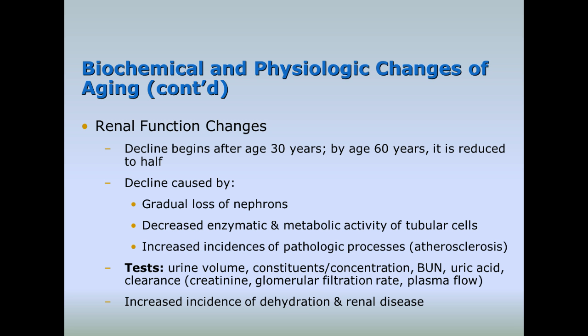Some of the tests that we do, a little review, we talked about this a couple weeks ago. We can test the urine volume, your BUN, uric acid. We can do a creatinine clearance to see how well these kidneys are functioning. And usually if you can catch it early enough, sometimes you can help reduce the chance that it could get worse if you kept doing what you were doing. We also can see increased dehydration and renal disease as you get older as well.